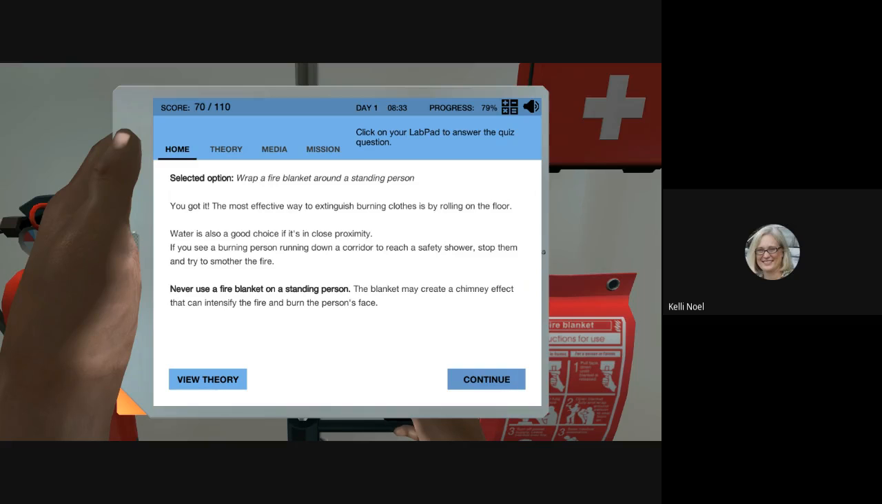If you see a burning person running down a corridor to reach a safety shower, stop them and try to smother the fire. Never use a fire blanket on a standing person. The blanket may create a chimney effect.